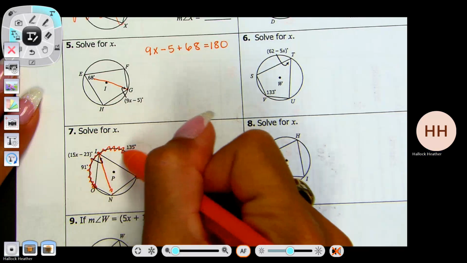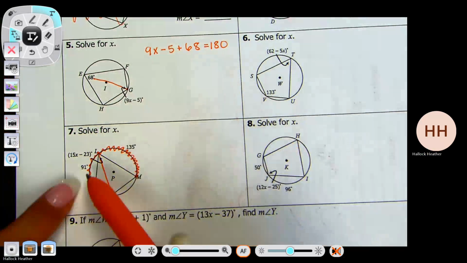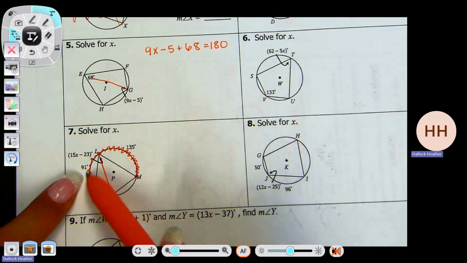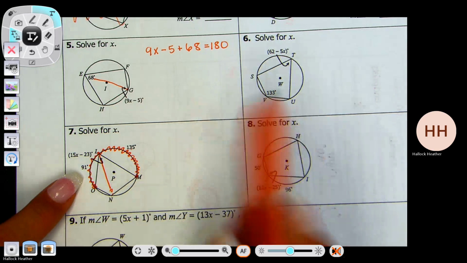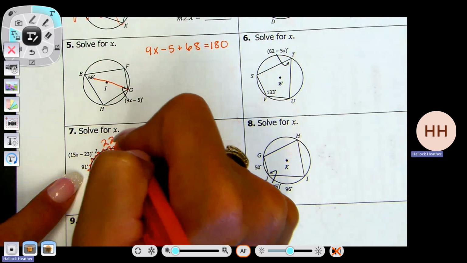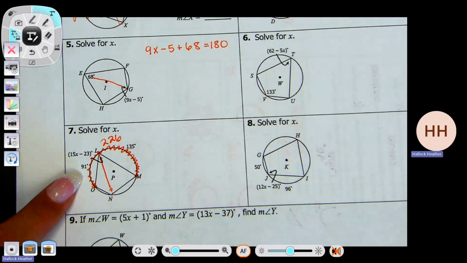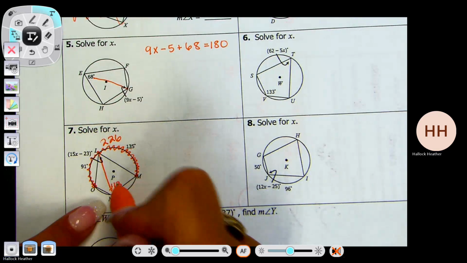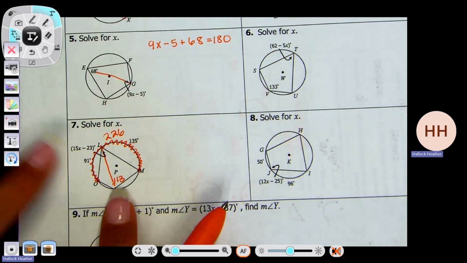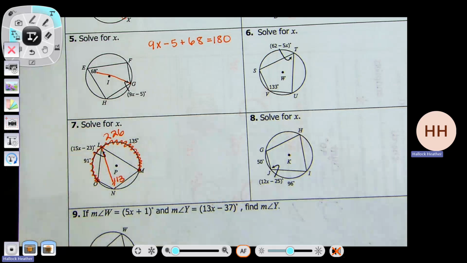Not yet. You add 90. So if I add 91 and 135, how much is that in total? No, use a calculator. 226. Now, N is not 226. N is half of that. 113. So we're going to use 113 and 15x minus 23 to add to make 180 because they're opposite angles.